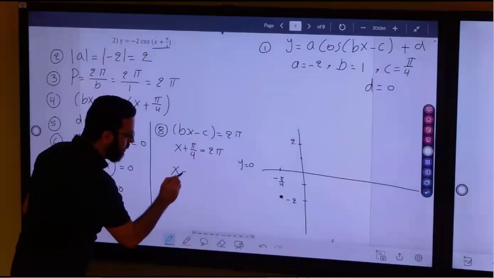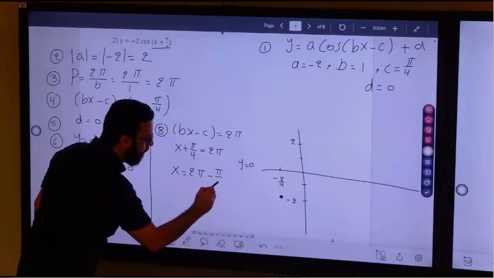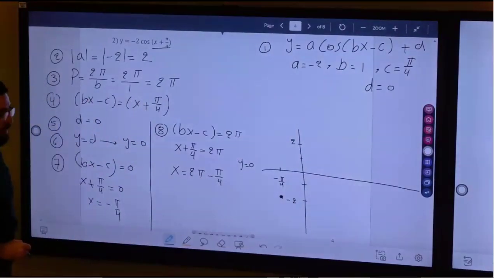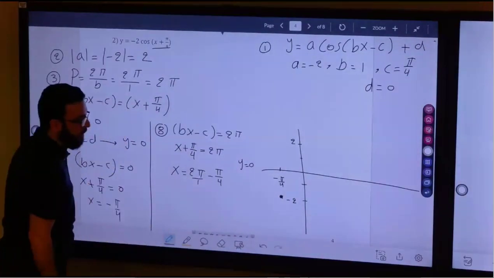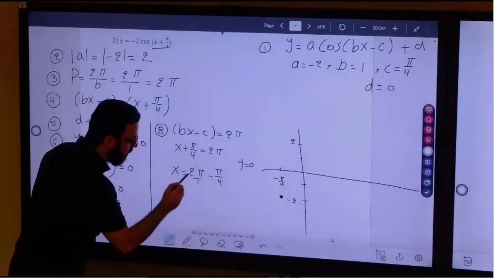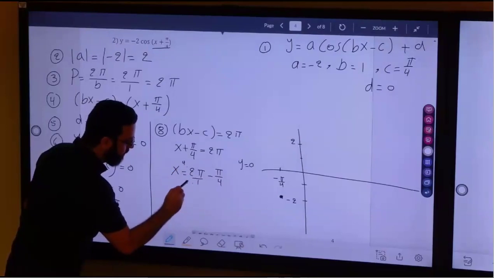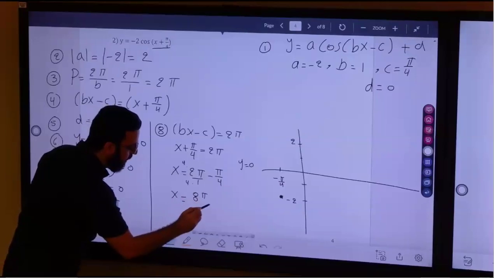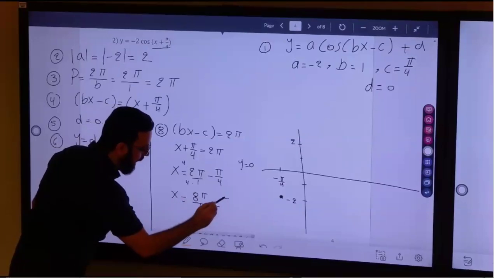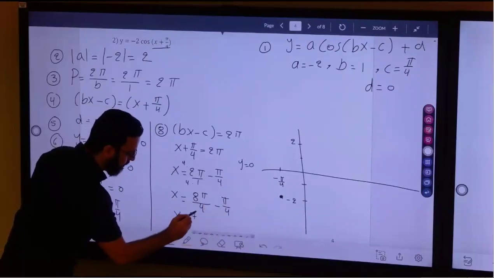That means x is going to be 2 pi minus pi over 4. You need to find the endpoint. So can I write down this over 1? Then I need to find the common denominator. So I'm going to multiply this one by 4, this one by 4, and this one by 4. So x is going to be 8 pi over 4 minus pi over 4. X is going to be what? 7 pi over 4.